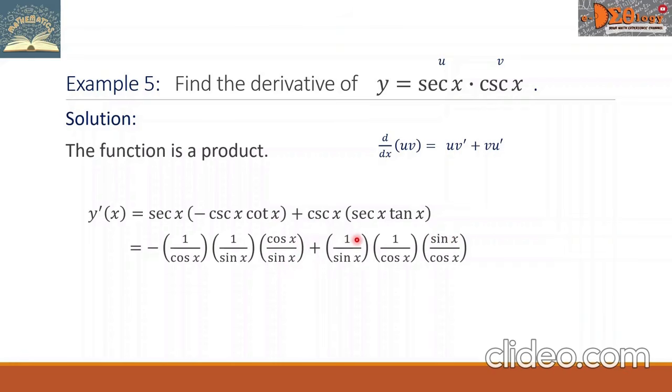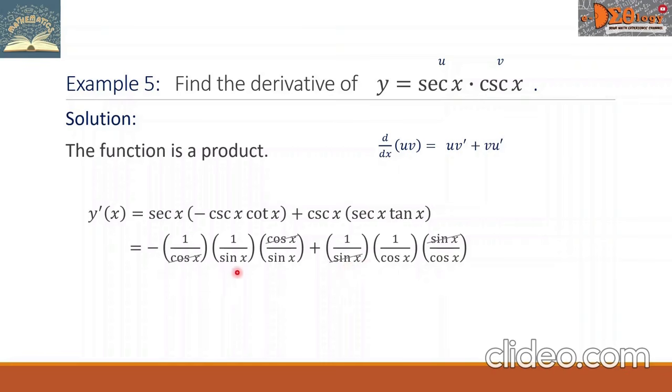Cosecant x becomes 1 over sine x. The secant x becomes 1 over cosine x. Tangent x becomes sine x over cosine x. We can simplify further. Look at the first group. We can cancel the cosine x respectively. On the second group, we can cancel the sine x respectively.